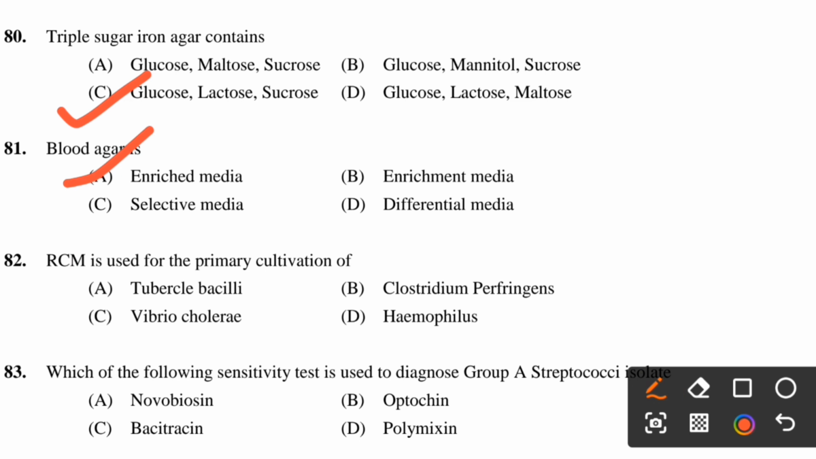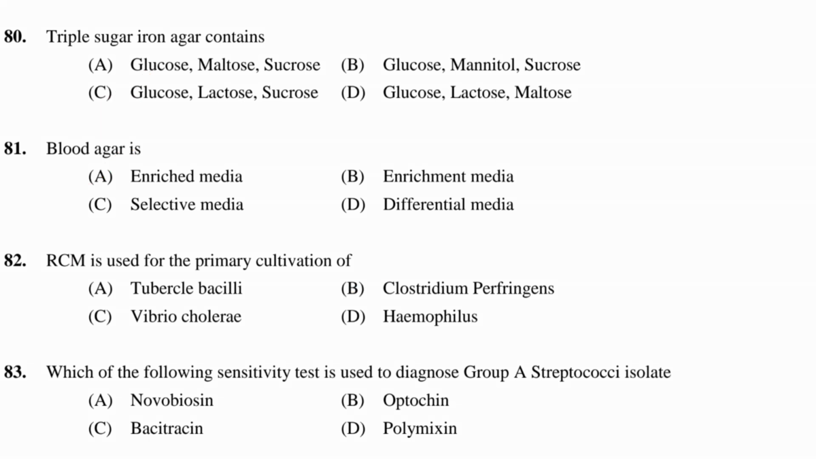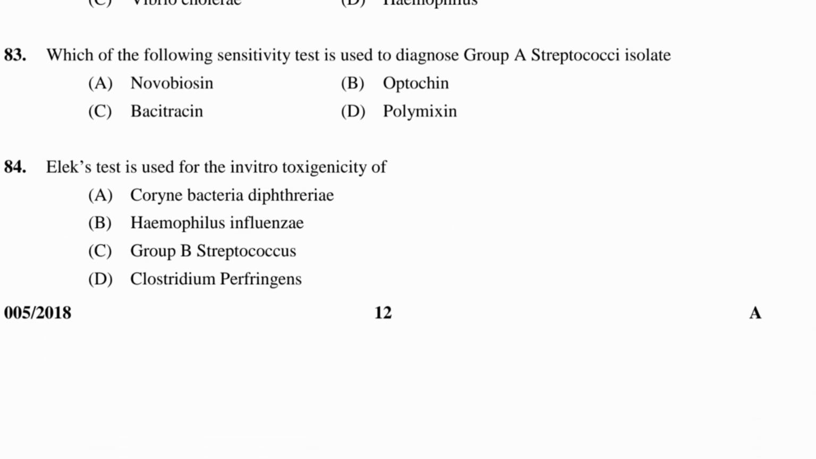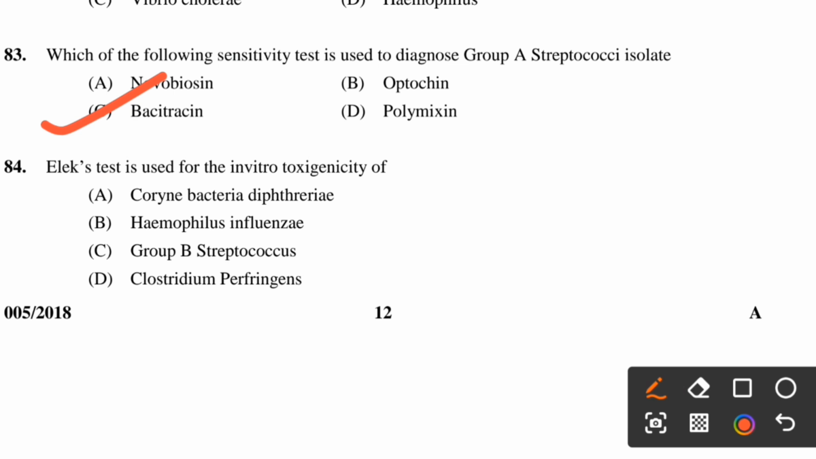Next one, RCM is used for the primary cultivation of tubercle bacilli, Clostridium perfringens, Vibrio cholerae, Haemophilus. The right answer is option B, Clostridium perfringens. RCM is an anaerobic media which is used for the primary cultivation of Clostridium perfringens. Next one, which of the following sensitivity tests is used to diagnose group A streptococci? The right answer is option C, bacitracin.